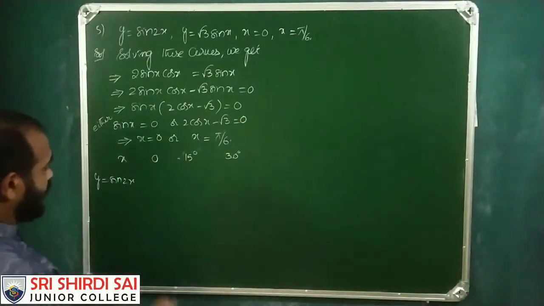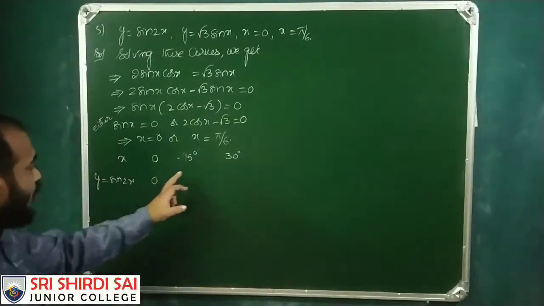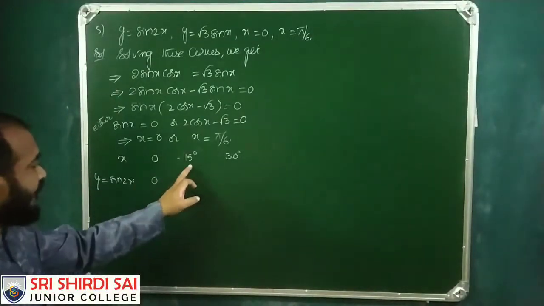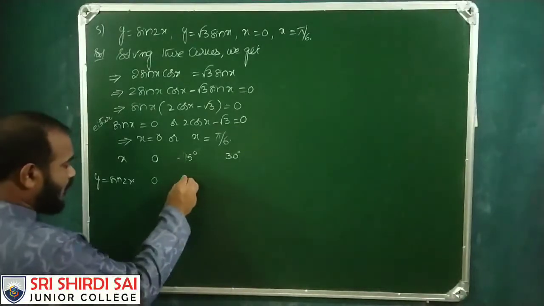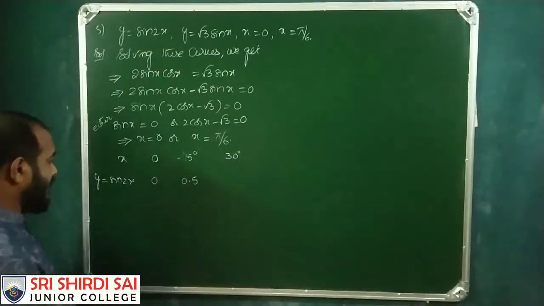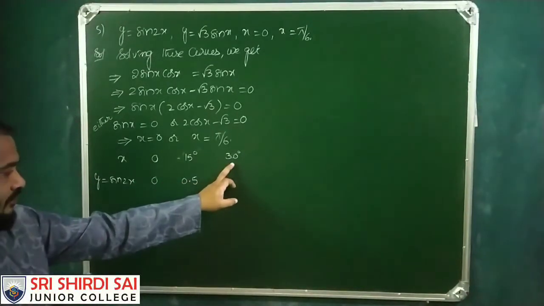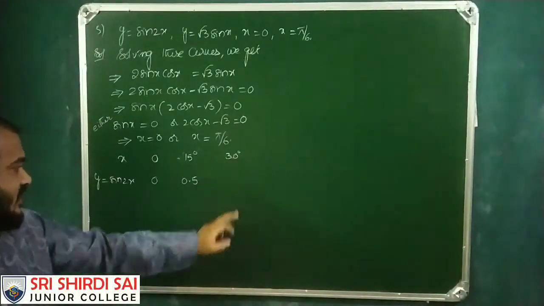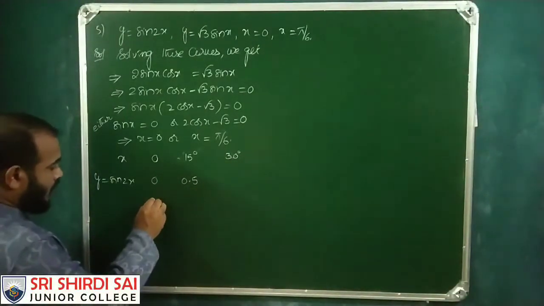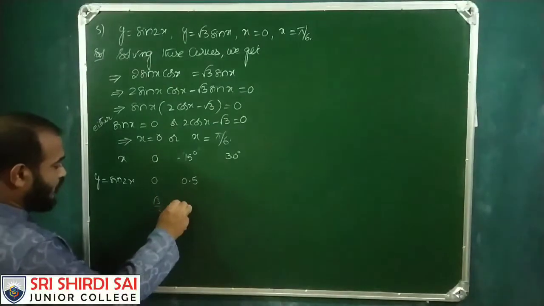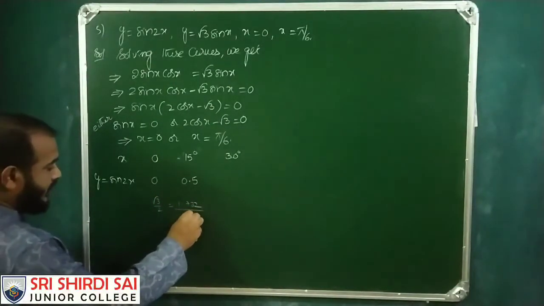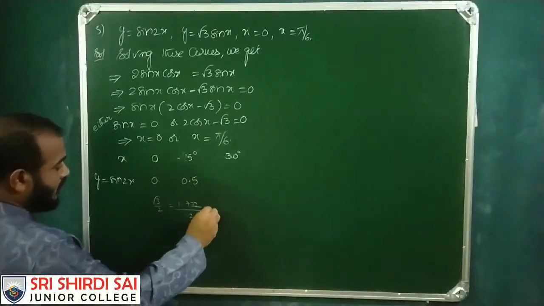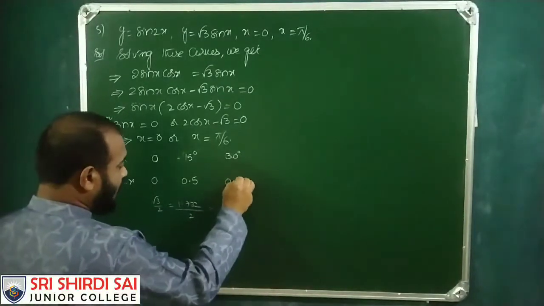Sine 2 into 0, sine 0 is 0. Sine 2 into 15, that is sine 30, which is 1 by 2, 0.5. And sine 2 into 30, sine 60, is root 3 by 2, which is 1.732 by 2, approximately 0.8.